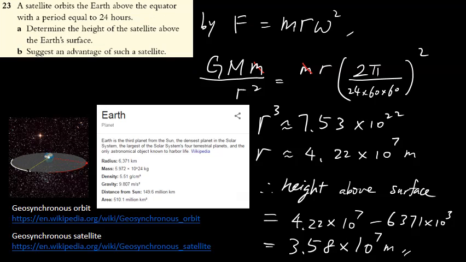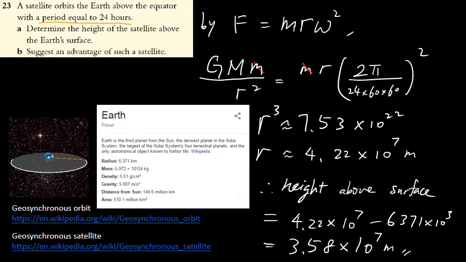The next question is very classic. The question asks about a satellite orbiting on the equator with a period equal to 24 hours. So basically, it stays at the exact same point relative to the Earth. In that case, there's actually a more professional name. It's called a geosynchronous orbit, or geosynchronous satellite, for these kinds of satellites.